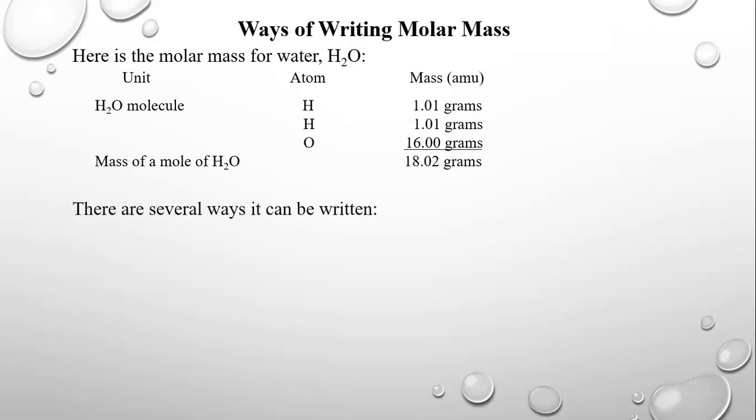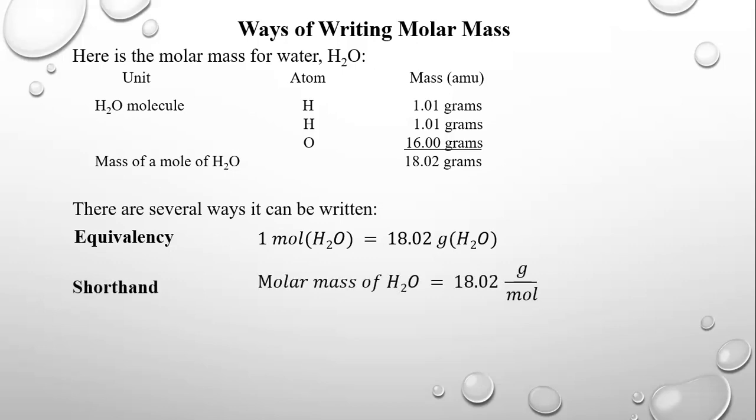There are several ways it can be written. One is called the equivalency. It simply says 1 mole of H2O equals 18.02 grams of H2O. And I want you to get used to writing your units and your substance like this. You should always have a unit of measure, moles or grams in this equation, and the substance that you're talking about. So moles H2O, that's unit of measure and the substance. Grams of H2O, that's unit of measure and the substance. So this is called an equivalency. It says 1 mole of H2O equals 18.02 grams.